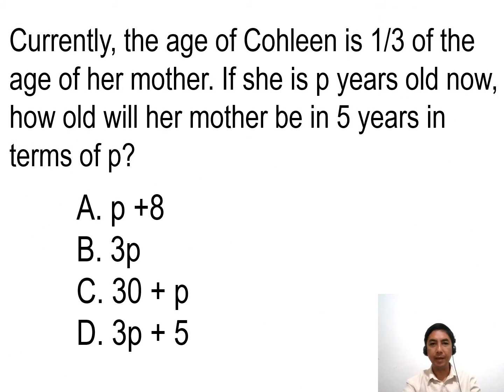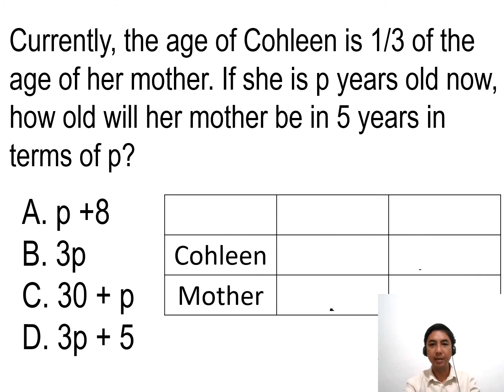Right. Age problem naman po tayo. Currently, the age of Colleen is 1/3 of the age of her mother. If she is P years old now, how old will her mother be in 5 years in terms of P?